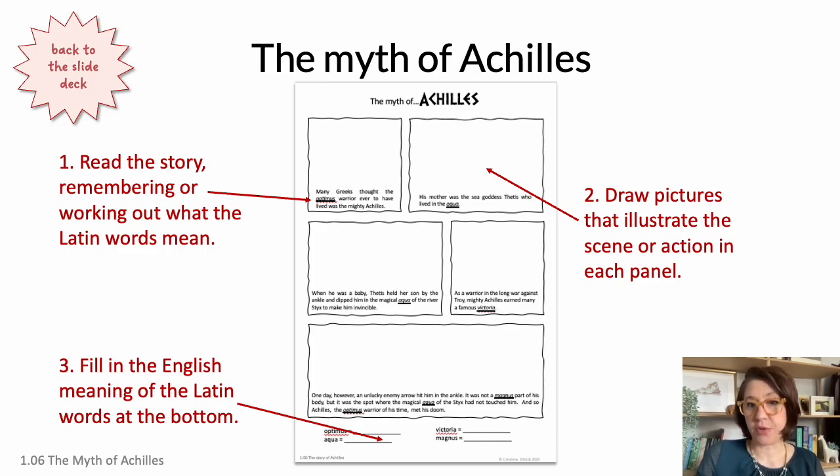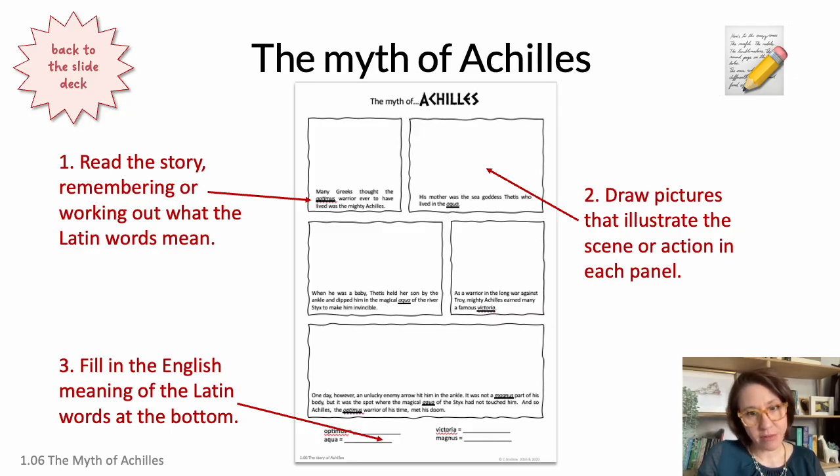This is a cartoon strip featuring the story of Achilles. Well, a cartoon strip, but it doesn't have any pictures yet. First of all, the students read through the story, which features a mixture of English and Latin words that they've learnt in this unit. The students then illustrate the panel, showing that they understand the meaning of the text. Finally, once all the panels are completed, students can fill in the meaning of the Latin words featured throughout the story and listed at the bottom.